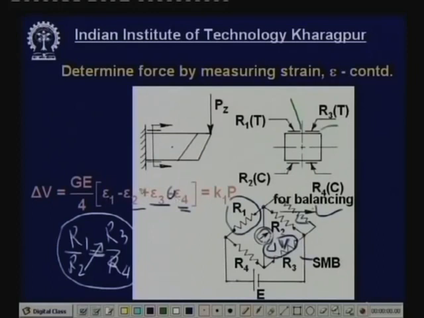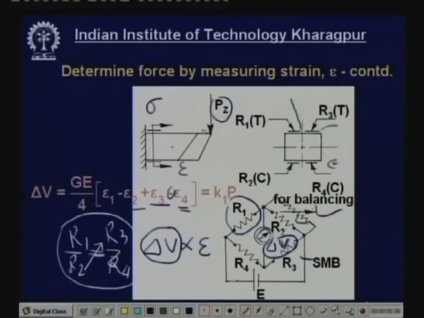So this is how you find that delta V becomes proportional to epsilon, the strain. The strain in any one or all of them will be proportional to the stress. Stress is proportional to the force Pz. So Pz is now connected with the delta V linearly.